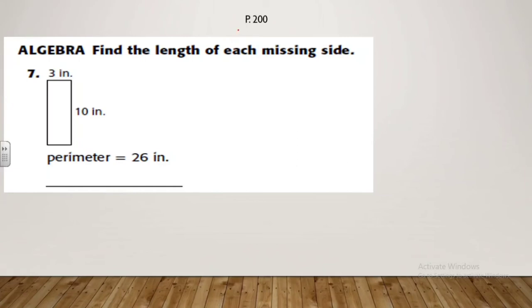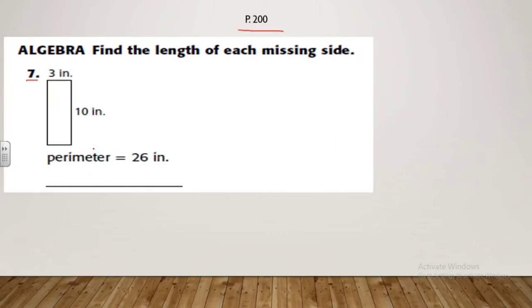Now I want you to open your booklet to page 200, okay? Here he wants you to find the length of each missing side. So let's see question number 7. Before we find the missing side, can you tell me the name of this shape? Yeah, that's a rectangle. Can you tell me any information about a rectangle? Good job, I can hear you. Each two opposite sides are equal in length.